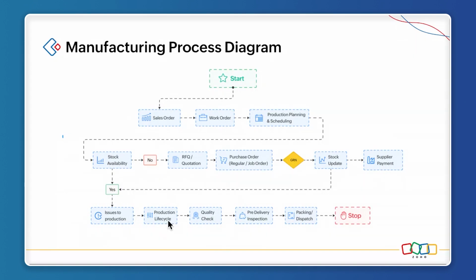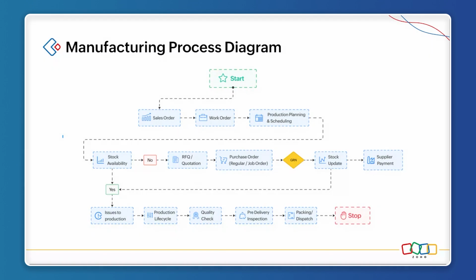And once the production life cycle is completed, the product will go for the quality check, right? So here is where you will be checking whether the product is meeting the customer's requirement and the basic requirement, and followed by that you will have the pre-delivery inspection. So before delivering the product, you will do a quick inspection, and once that is done, you will then be packing and dispatching the product to the different customers, right?